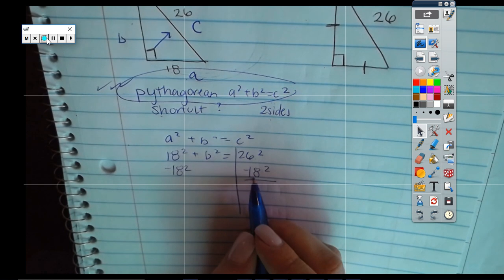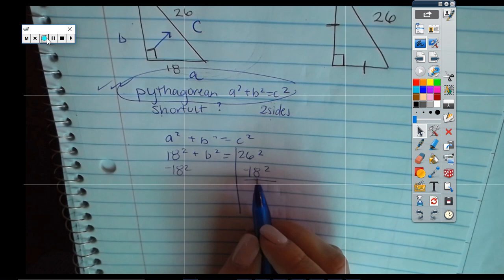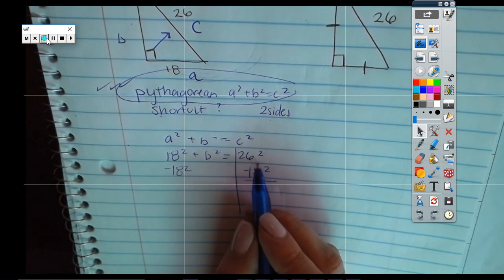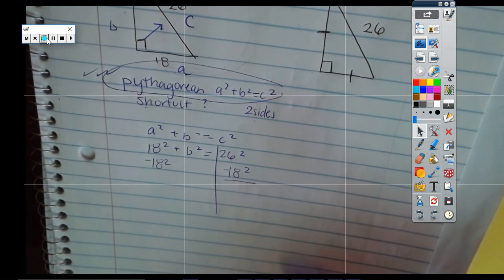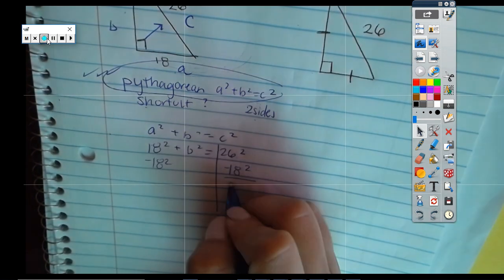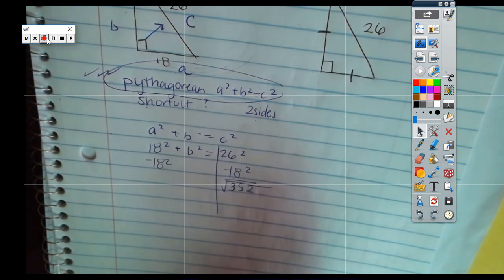26 squared minus 18 squared? Or when you did it? Okay, you want to put in the calculator now. 26 squared minus 18 squared. What'd you get? 352. And then you take the square root of that.